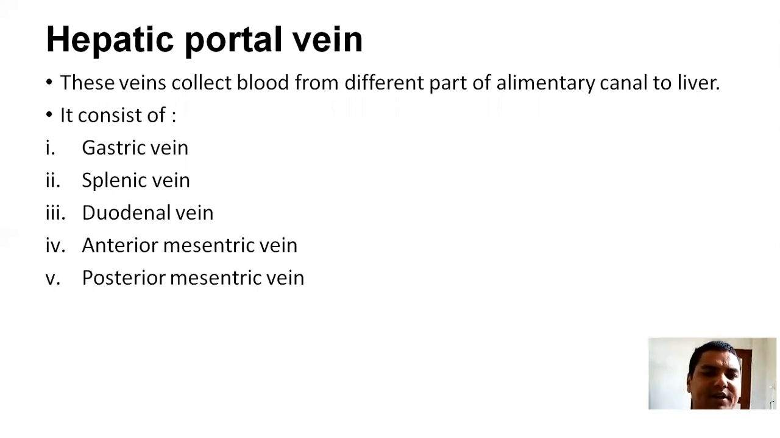So gastric vein, splenic vein, duodenal vein, anterior mesenteric vein, posterior mesenteric vein. These are the veins which arise from the alimentary canal of the human body, and these collect the blood first of all to the liver, and then only it goes to the heart.